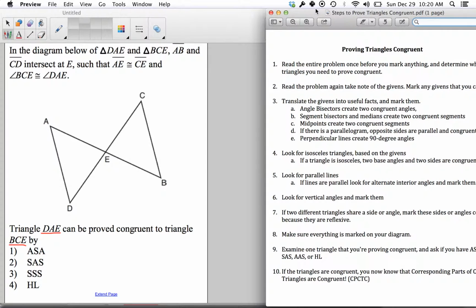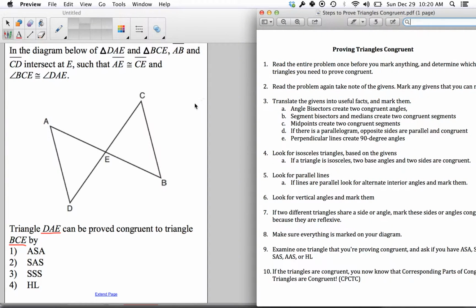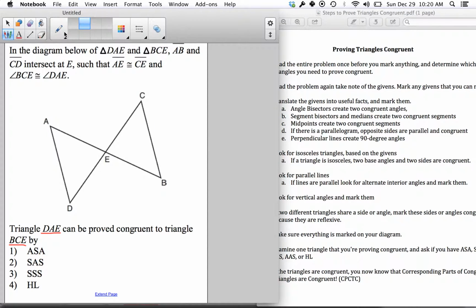Great. Okay, so now I'm going to read through the entire problem again and take note of any givens that they have. So it gives me a few things. It says that AE is congruent to CE, so I can mark that right away. So AE is right here, is congruent to CE. And angle BCE, so that is angle BCE right here. We always use the middle letter for the angle that we should mark. And DAE, so DAE. Great, so we've marked all of our givens now.